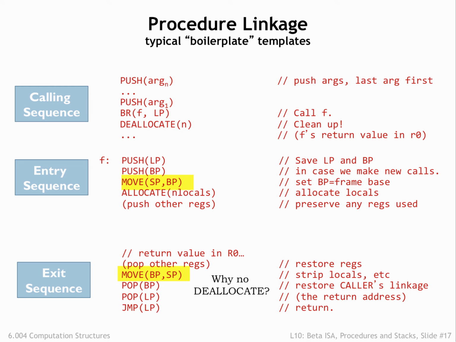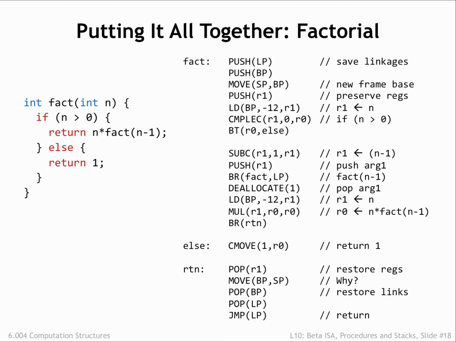With practice, you'll become familiar with these code templates. Meanwhile, you can refer back to this slide whenever you need to generate code for a procedure call. Here's the code our compiler would generate for the C implementation of factorial, shown on the left. The entry sequence saves the caller's LP and BP, then initializes BP for the current stack frame. The value of R1 is saved, so we can use R1 in code that follows. The exit sequence restores all the saved values, including that for R1.